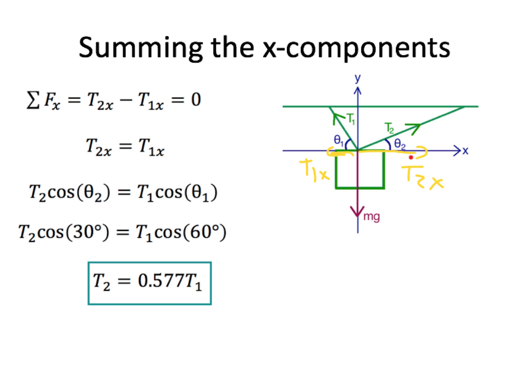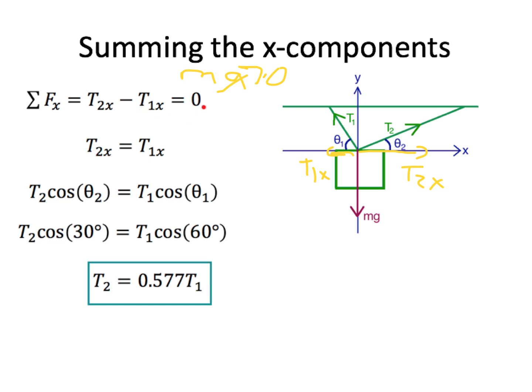T2x is in the positive direction, T1x is in the negative direction. So when I add the sum of the forces in the x direction, I get T2x, which is positive, plus T1x, which is negative, or simply T2x minus T1x, and we know that's equal to 0. And really we know it's equal to ma, but a is equal to 0, so that doesn't matter. Now if I look at this, I've got T2x is equal to T1x.